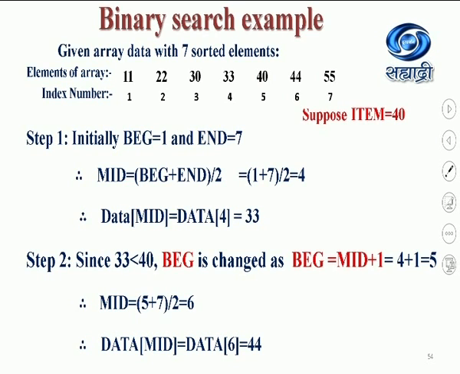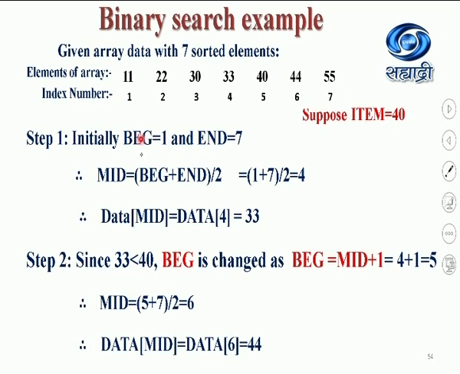In the exam, when there is a 4 marks question, explain binary search algorithm with a suitable example, you should explain like this. You can take the same elements or different elements. So this is the array and these are the index numbers of this array. Here we are searching whether element 40 is present in this given list or not.